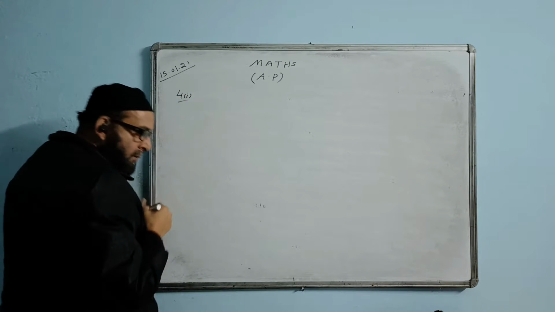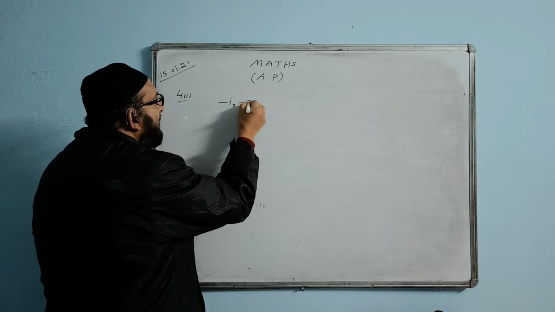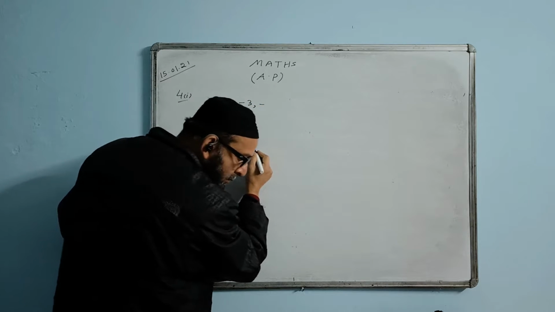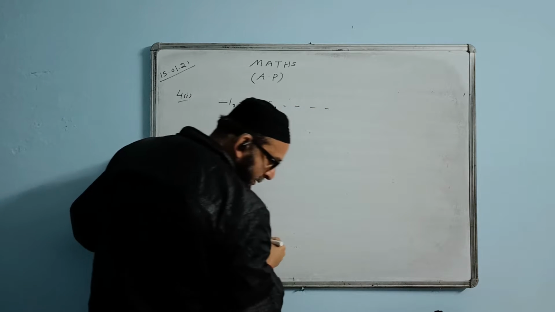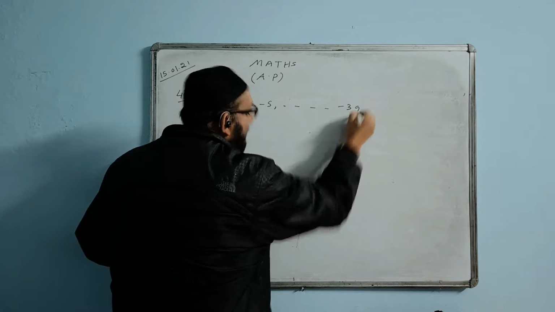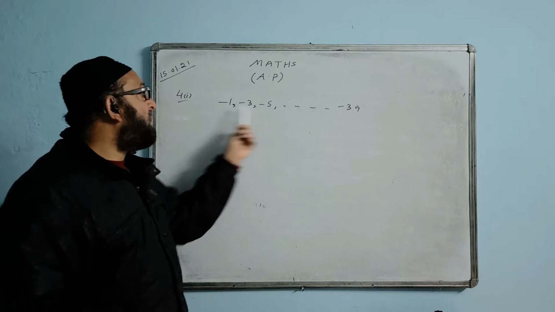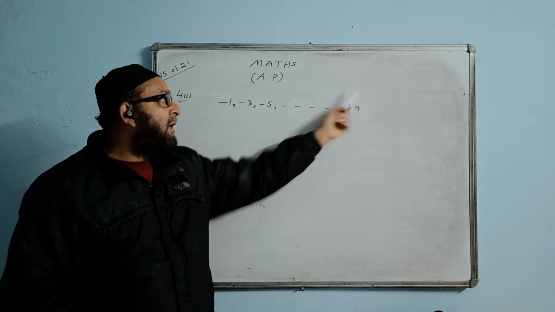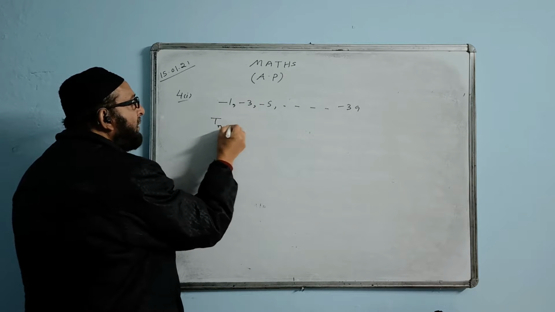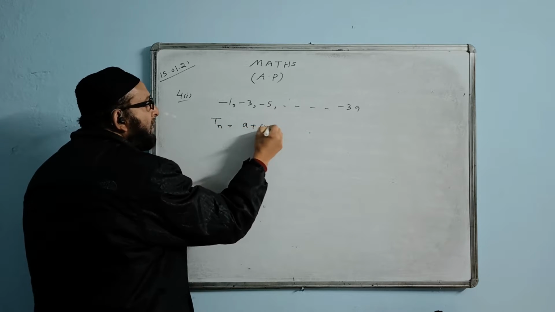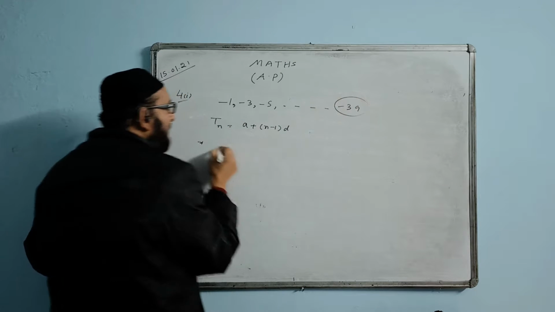The question says minus 1, minus 3, minus 5, dot dot dot, up to minus 39. You have to find which term of this series is minus 39. This is the last term, and the last term is also known as Tn. Tn is given this time, so you can use the formula of Tn. The Tn formula is what? a plus n minus 1 into d. Tn value we will put, this is the value of nth term.